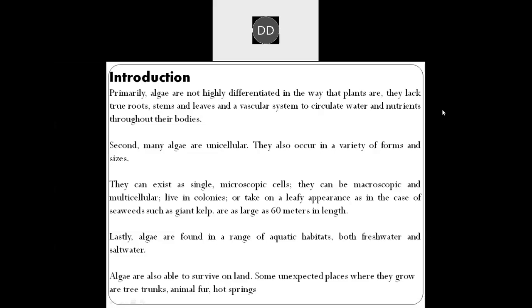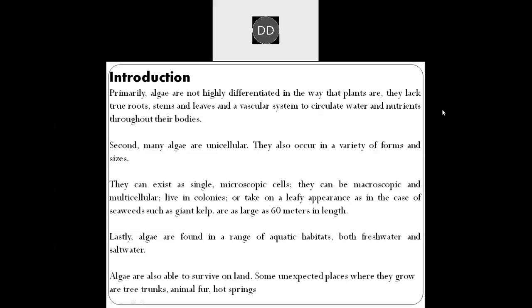Secondly, algae are present in different forms and sizes. The algae may be unicellular, single cell, microscopic, macroscopic, filamentous, colonial, branched, or it may form a leafy appearance just like the seaweeds. It may show a size of 60 meters or more in length.